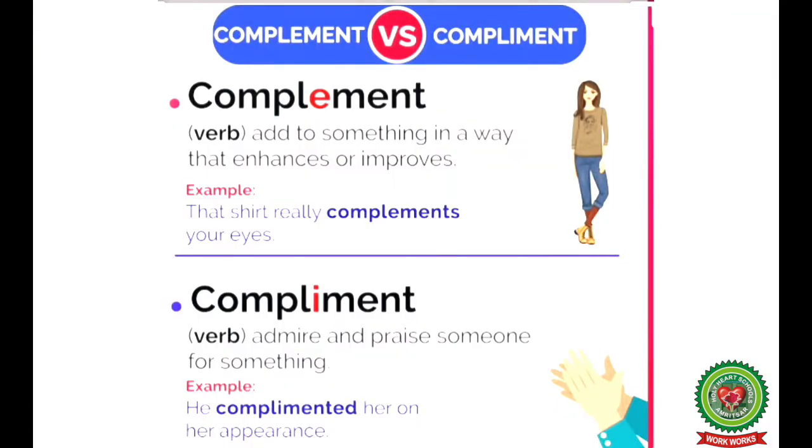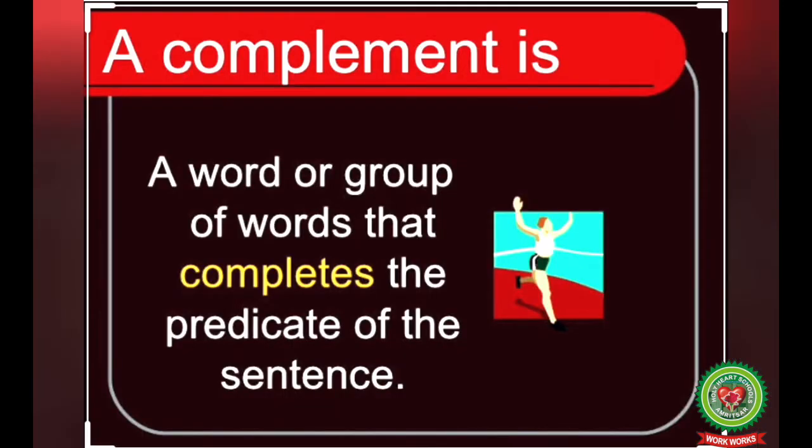Now let us discuss what a complement is. Complement is of two types. First is complement, that means to add to something in a way that enhances or improves. This is the one which we use in our grammar. For example, that shirt really complements your eyes. This is the complement which adds to the predicate of the sentence. The second one is compliment. It means to praise someone, to admire someone. For example, he complimented her on her appearance. So, in grammar, a complement is a word or group of words that completes the predicate of the sentence.